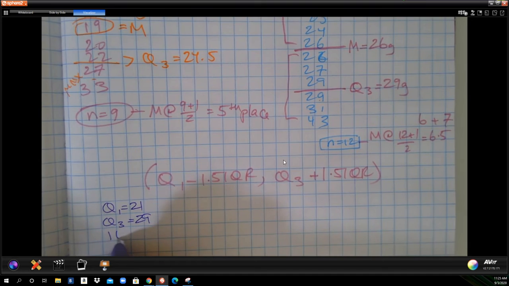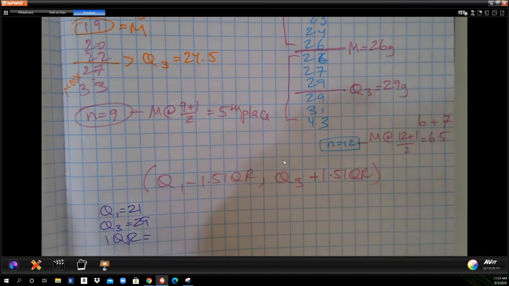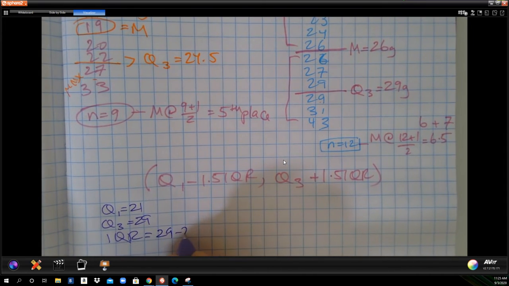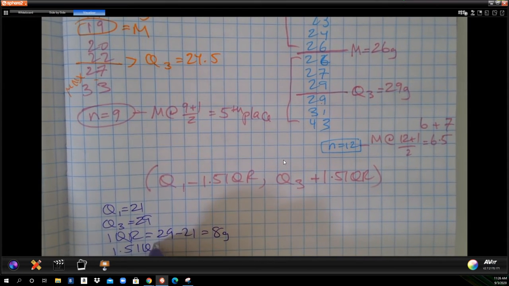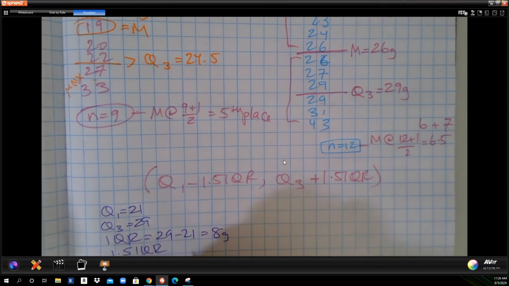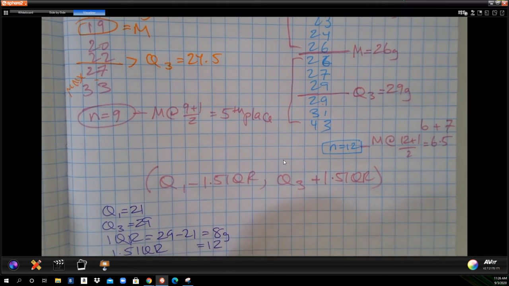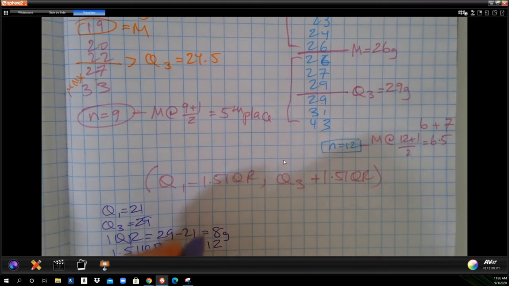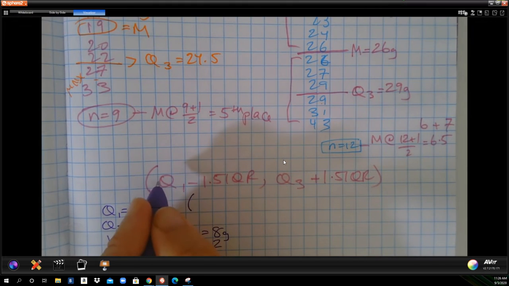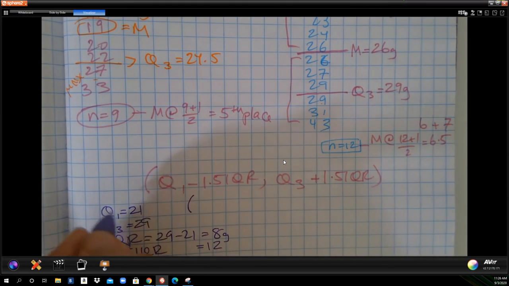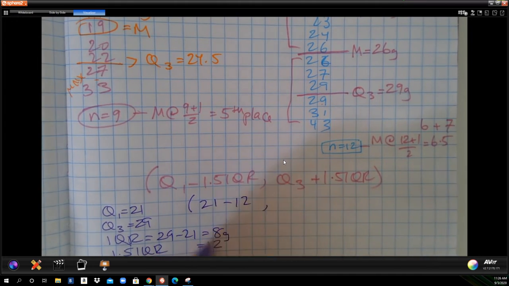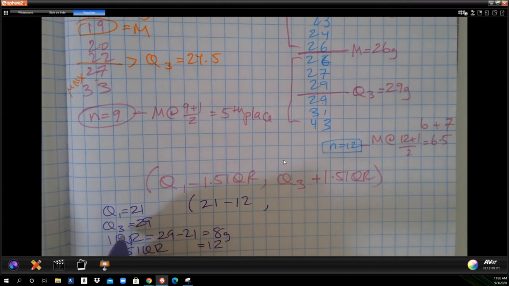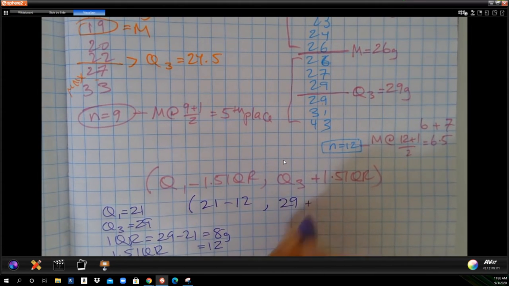My first job is to find the IQR. Subtract 29 minus 21. So 8 grams of fat. 1.5 IQR, just on your calculator, do 1.5 times 8. It's going to be 12. And that's the number I'm going to be adding and subtracting here. So bottom boundary is going to be lower quartile minus this number we just got. Upper boundary is going to be the upper quartile, 29, plus the same amount.